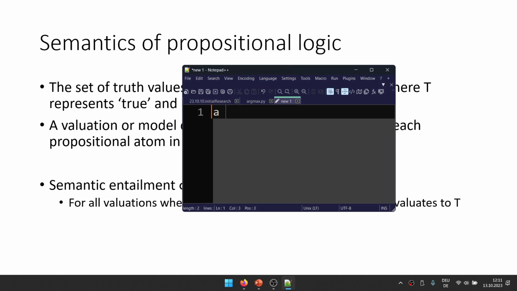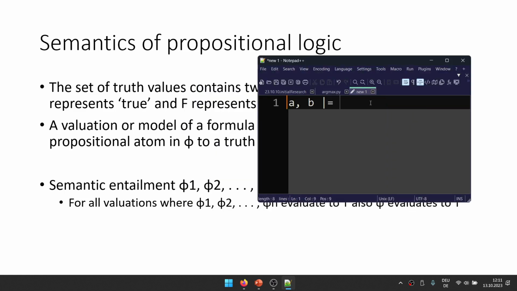Okay, so if we have A, B and they're just propositional variables, and we say this entails some formula, what would be a good formula? A and B, okay. A and B. I'm just going to write the and like this, right? Okay, so now we have here on the right side our formula, and we have these two formulas on the left side, right?